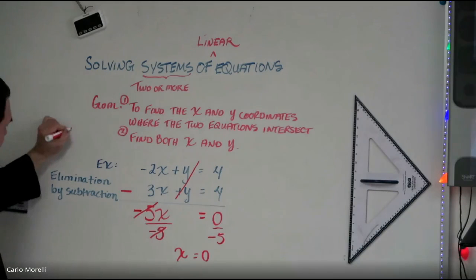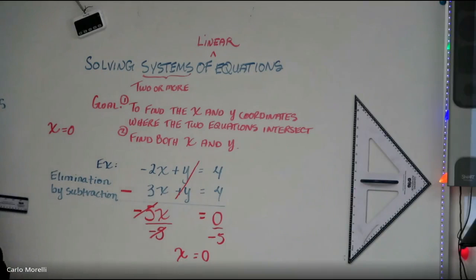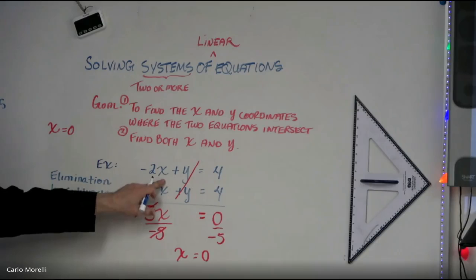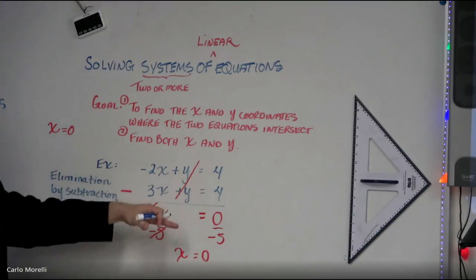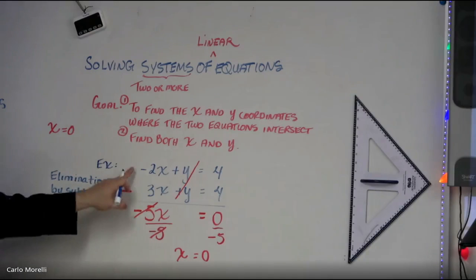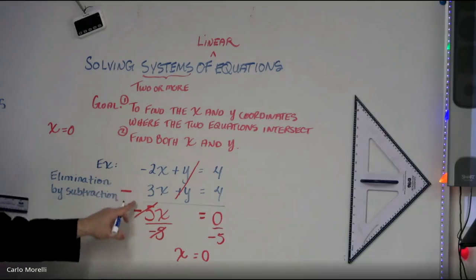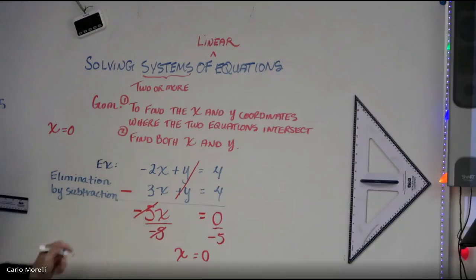I'm going to put that over here in my little memory bank. Now, what I do is I substitute that 0 in for the x in either of the top or bottom equations. I like to stay away from negatives. So for here, I'm going to put it here, okay? Watch what I do here.